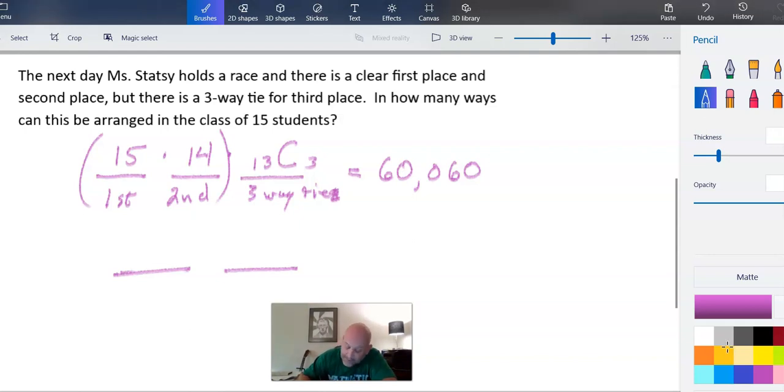Clear first and second place is 15 permuted by 2, right? Because order matters there. I've taken 2 out, so now what's left is 13 choose 3. And for the same reason as far as the three-way tie. If you plug this into the calculator, you'll see you get the same answer.